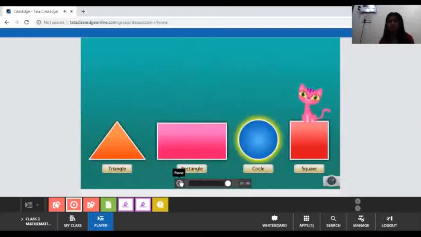Triangle, rectangle, circle and square. You will find these shapes everywhere.